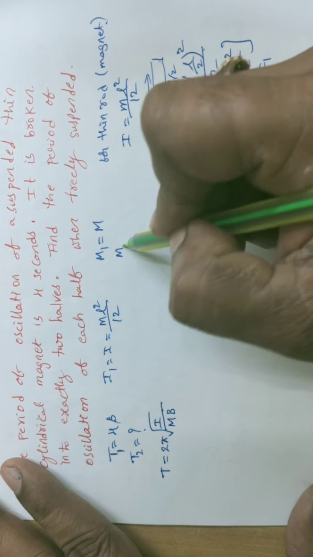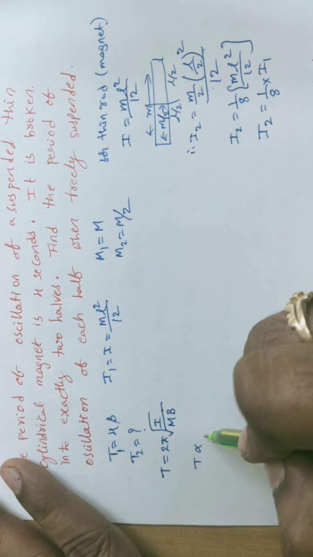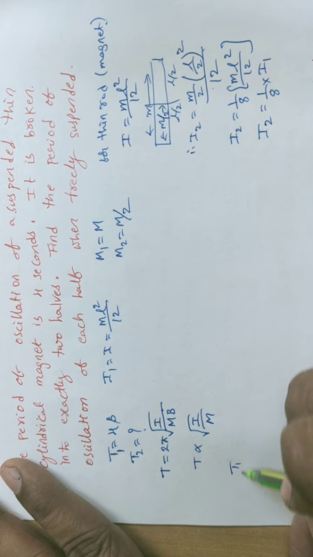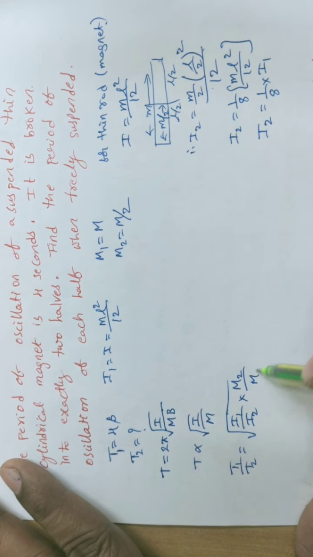So while dividing into two parts, the m2 value is equal to m by 2. So here T is proportional to root I by m only. Therefore T1 divided by T2 is equal to root over I1 divided by I2 into m2 by m1.